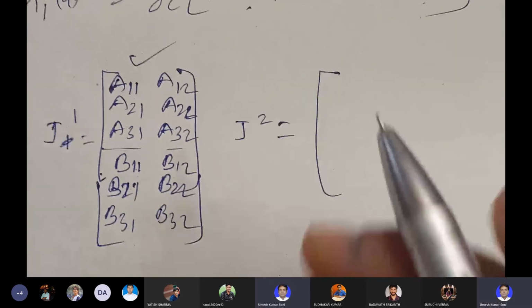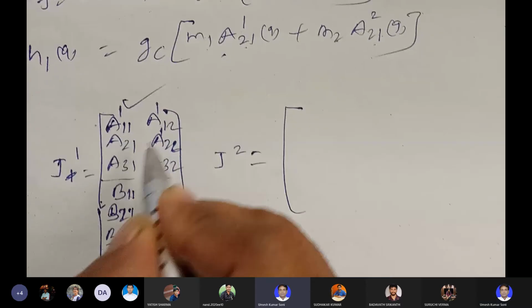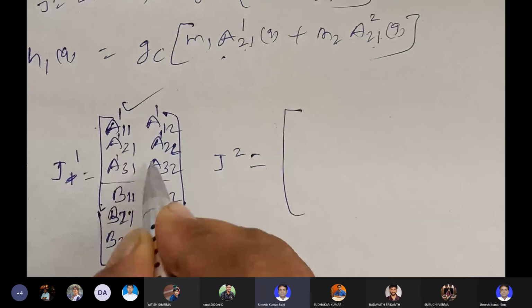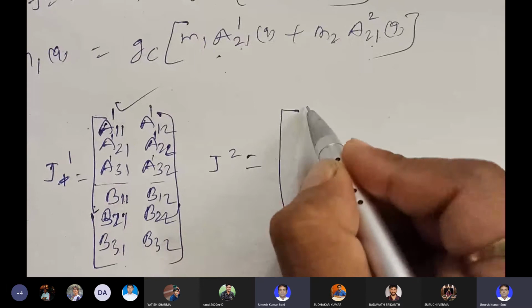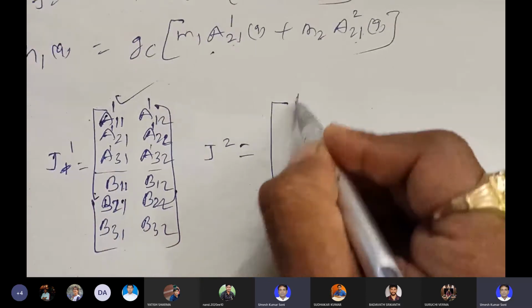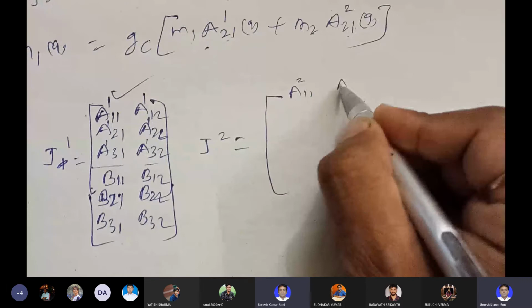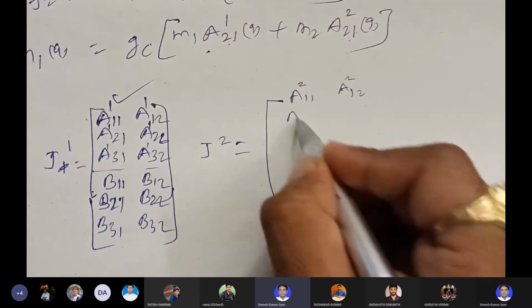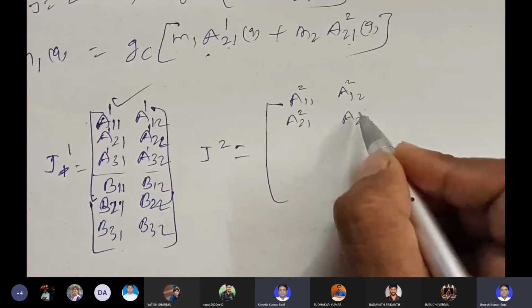Okay, so in J2 this is 1, because this is for Jacobian 1. Now for Jacobian 2 you have A112, A122, A212, A222, A312, A322. You have this value and you have this value.